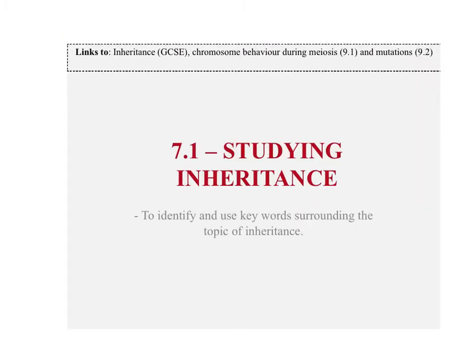We're just going to be looking at the keywords. As you can see at the top, in some of these PowerPoints, there are links to boxes. These link to previous learning that you've done, but also previous content covered in your A-level. So this one specifically links to Module 4, looking at behaviour of chromosomes during meiosis, so the production of gametes, and also mutation, so specifically looking at how genes are changed during the process of cell division.